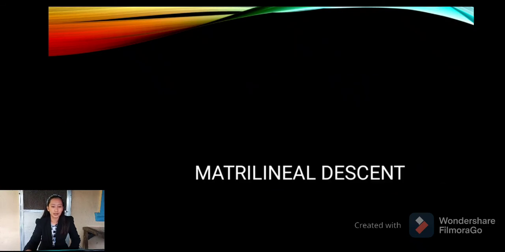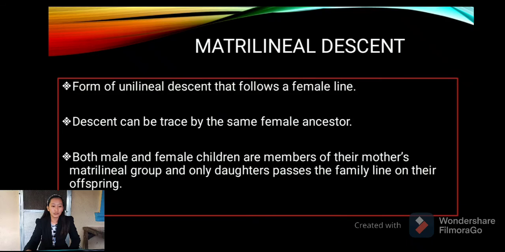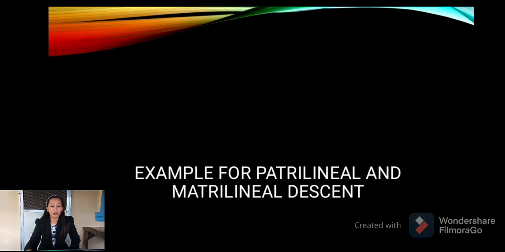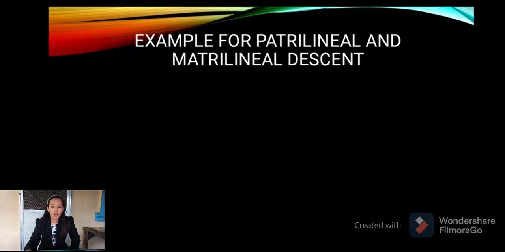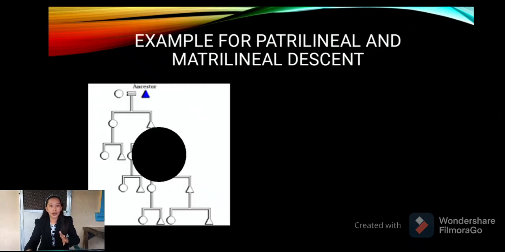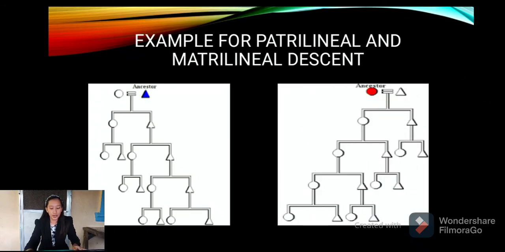So the maternal descent is a form of unilineal descent that follows a female line. Descent can be traced by the names of female ancestors, and both male and female children are members of their mother's maternal group, and only daughters pass the family line on to their offspring. And we have an example of paternal and maternal descent. The left side is the paternal, while the right side is the maternal ancestral line.